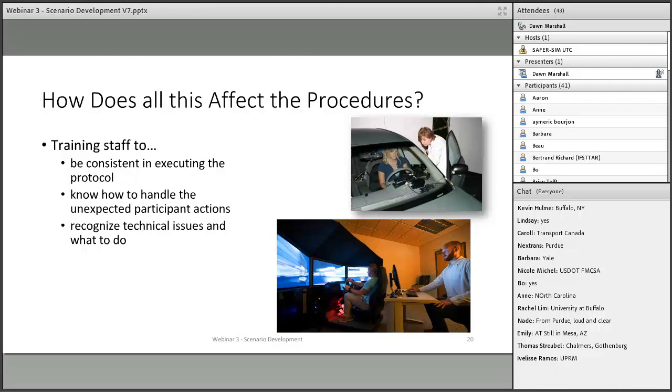Like, what if some equipment goes down? What are you going to do? Is that data key? Can you restart it? When can you restart it?